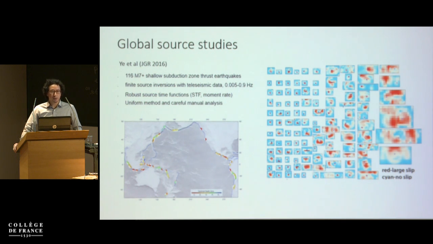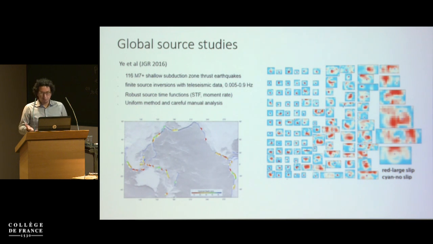So we're not looking at a single earthquake, but at more than 100 earthquakes. And this is enabled by new catalogs that have emerged in recent years. I'll be emphasizing the one developed by Lingling Ye, and here I'll focus on the subduction earthquakes. There are more than 100 subduction earthquakes in her catalog that have magnitude larger than 7.